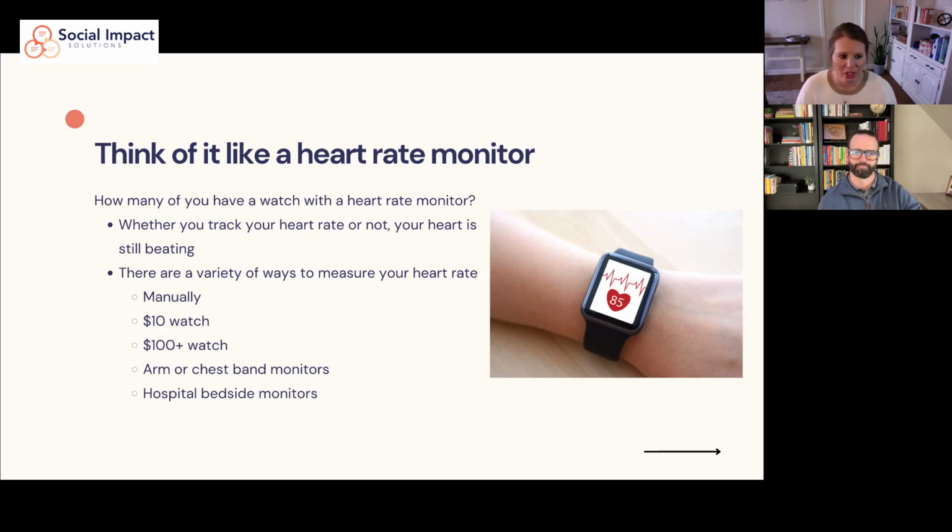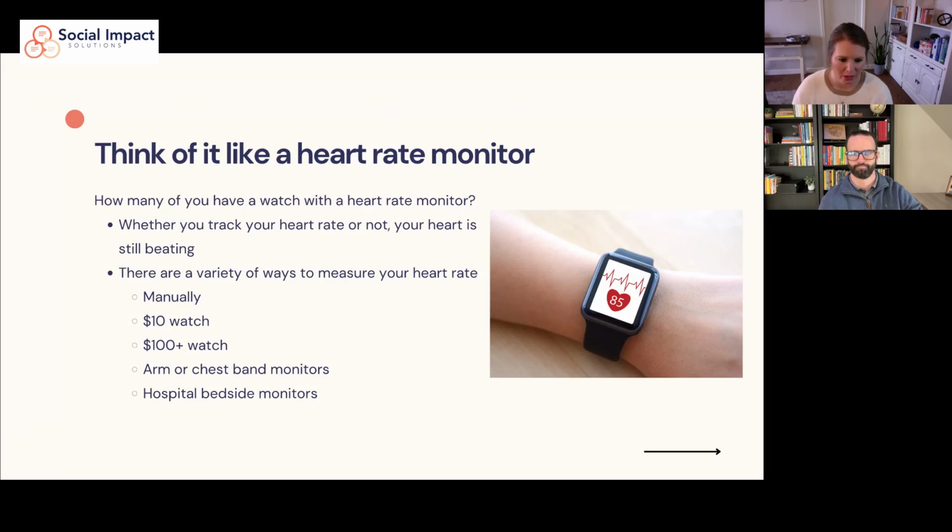You might be able to get a cheap, maybe a $10 or $50 watch that could track your heart rate, but it might not be super reliable. Then we might have a $100 or more expensive watch, like an Apple Watch or a Garmin, that is going to be a lot more reliable. It's going to give you more data than maybe you care to look at, but it's reliable and much more consistent. I have a Garmin watch.